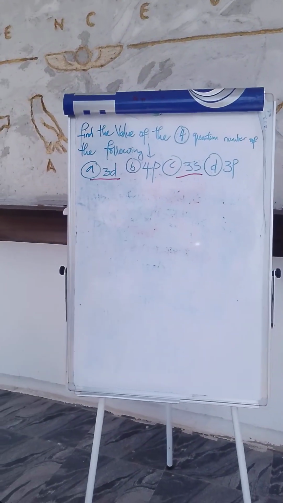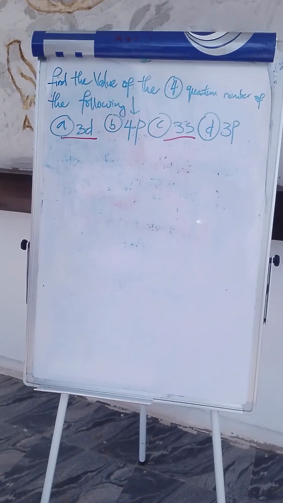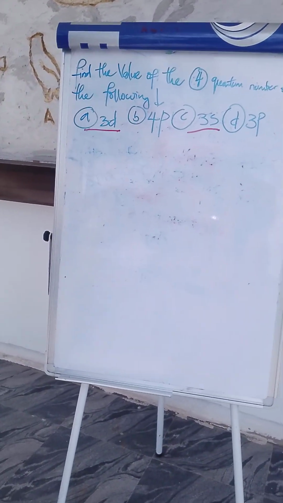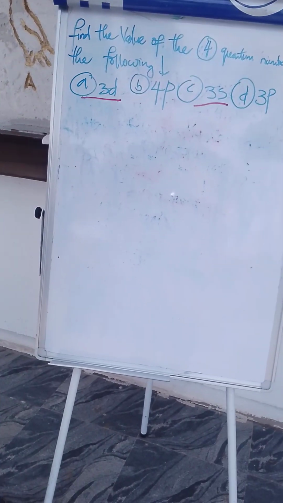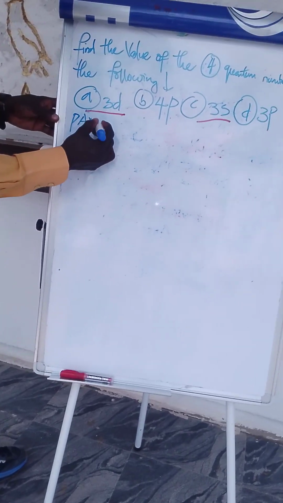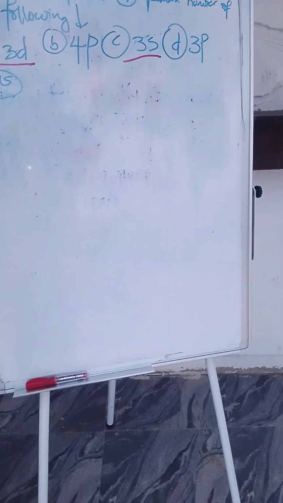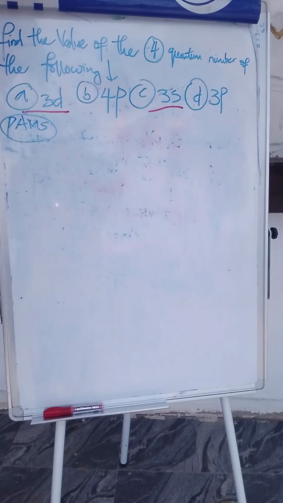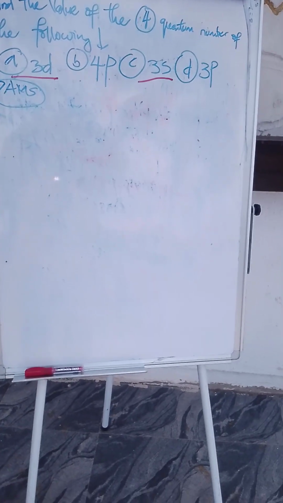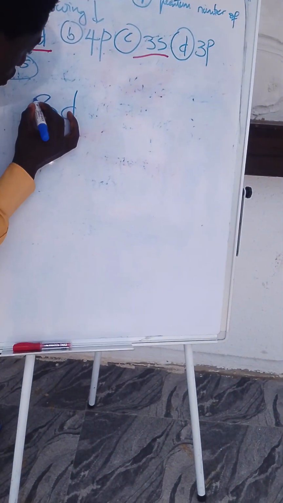So now we want to look for the value of the 4 quantum number of the following. What are we going to do? We know what we are looking for. The 4 quantum number is our what we are trying to look for. So let's take the first listing. I'll be doing for 3D and 3S. You guys will do for the rest. So let me do for 3D.